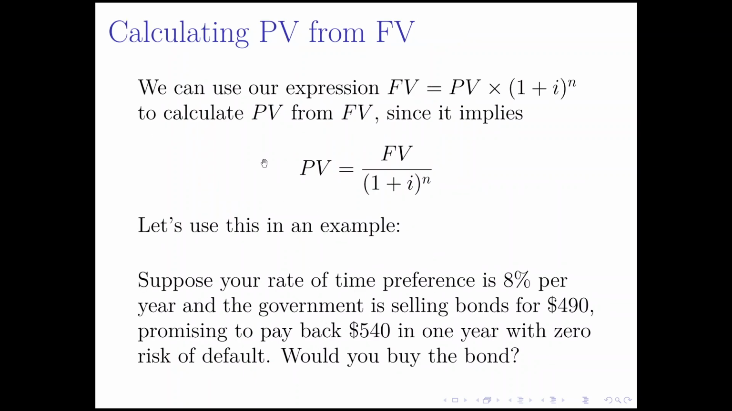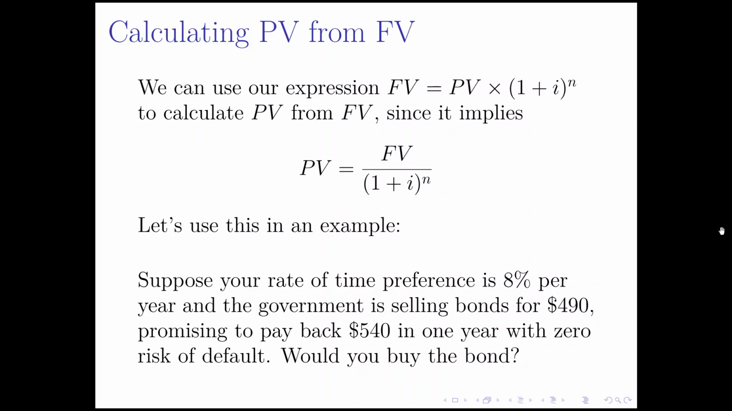All right, now, like I was saying before, you can go back and forth between future value and present value. If you know one and you know the interest rate and you know the number of periods, then you can figure out the other. So we can calculate present value from future value since our equation implies, if you divide by 1 plus I to the nth power, then you get present value equals future value divided by 1 plus I to the nth power.